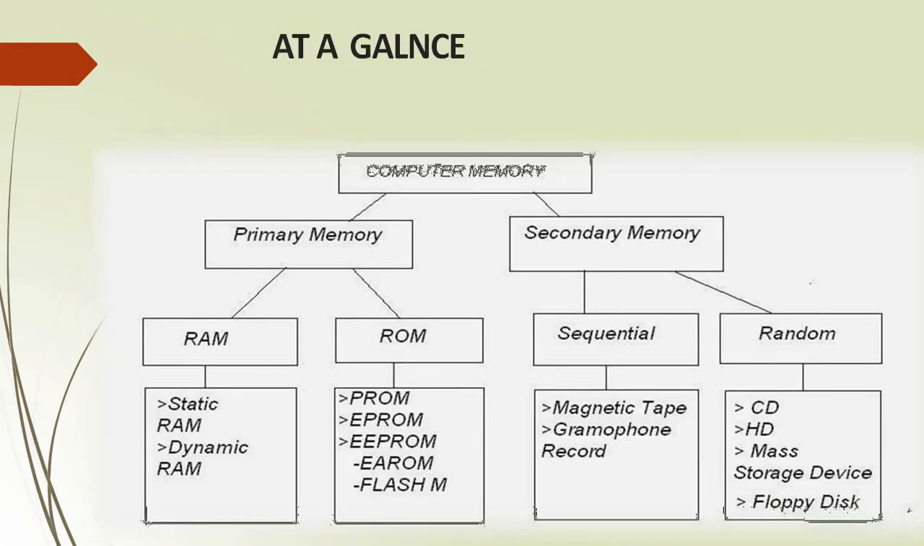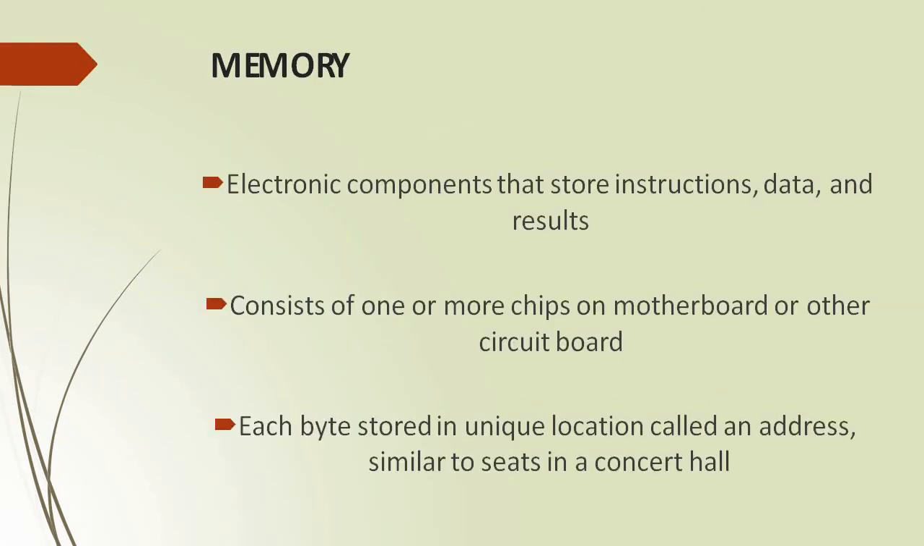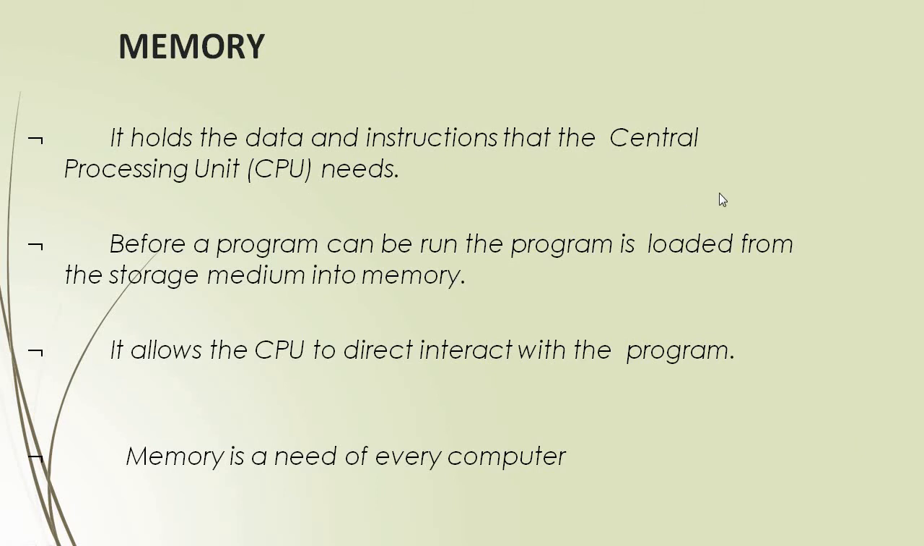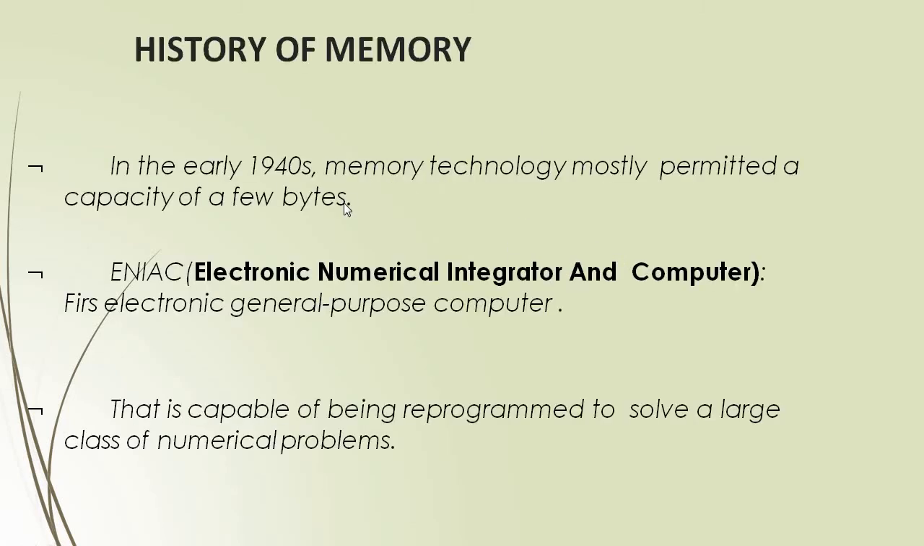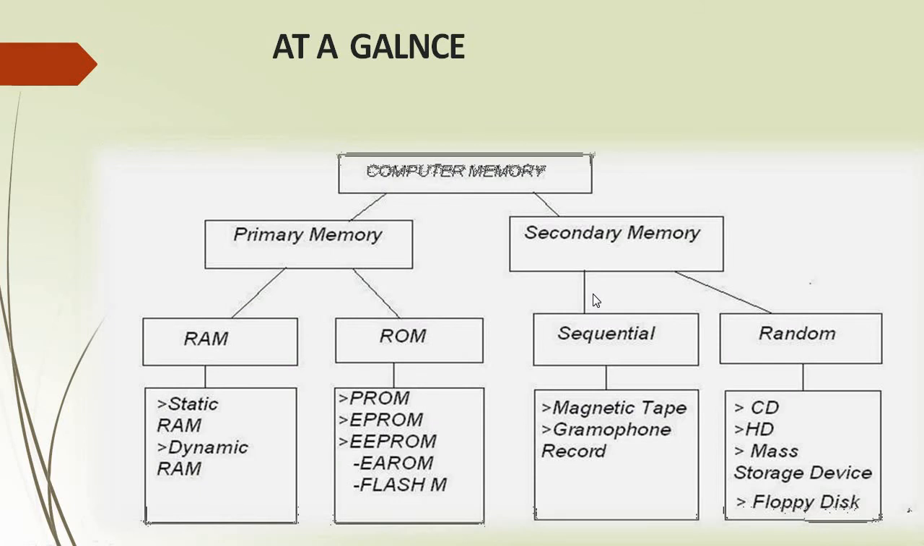So firstly, we have covered the introduction about memory. Then what is memory, we have learned some definitions and storage capacities, which holds the CPU instructions. Then a little bit about the history of computer memory. Then at a glance we have seen the types of memory, primary and secondary, and how primary is further classified into two parts, RAM and ROM, and how secondary memory is classified into sequential and random.